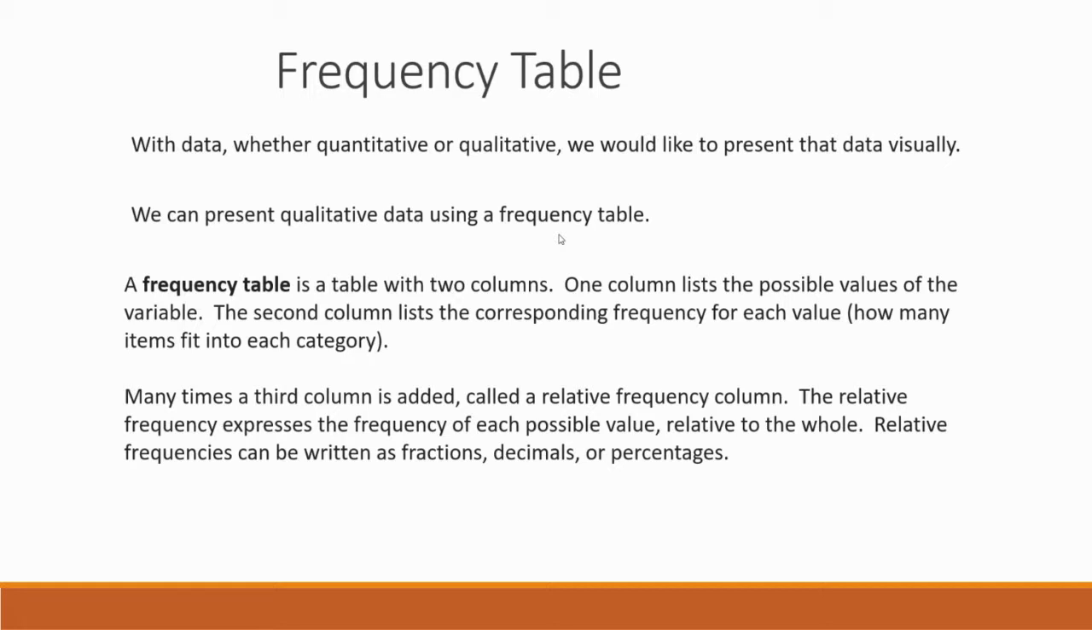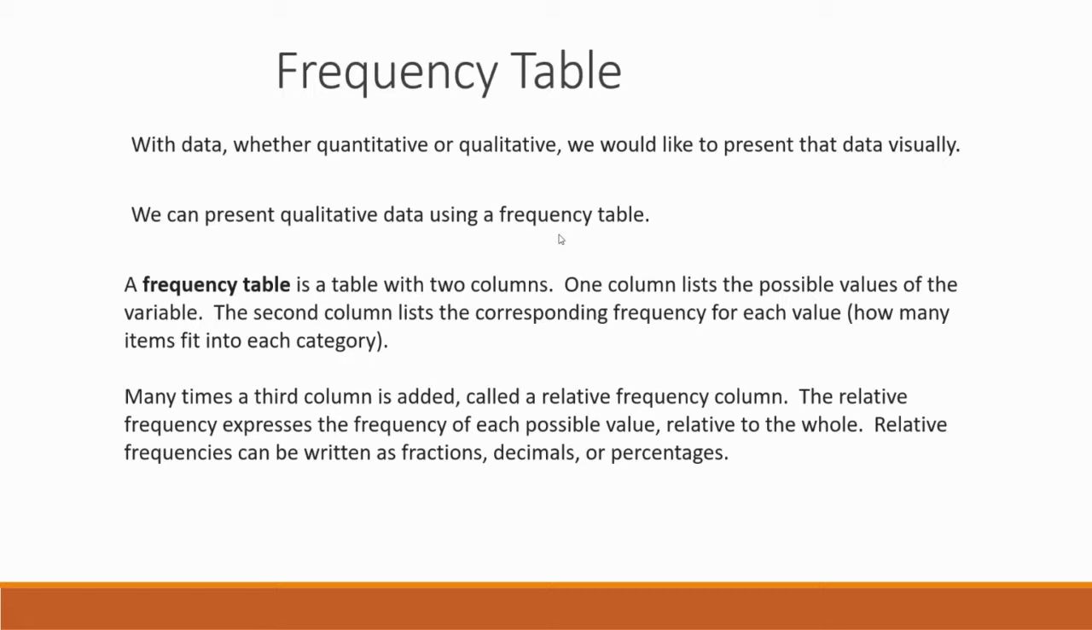Now, with qualitative data, we can do that. There are different ways of doing that. One way is what's called a frequency table. Now, a frequency table, I have an example in the next slide. You should have the notes in front of you. A frequency table is a table with two columns.